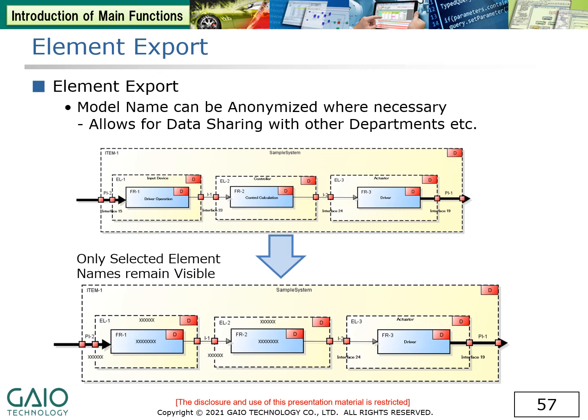Elements can also be exported. In order to share these with other departments to whom it may not be possible to disclose the full details, Safilia offers the option of anonymizing them, so you get to select what information is exported.